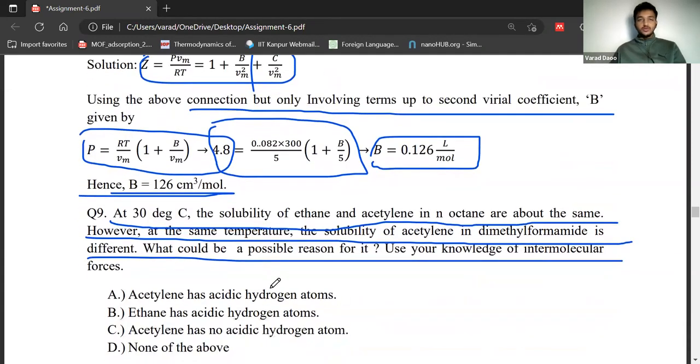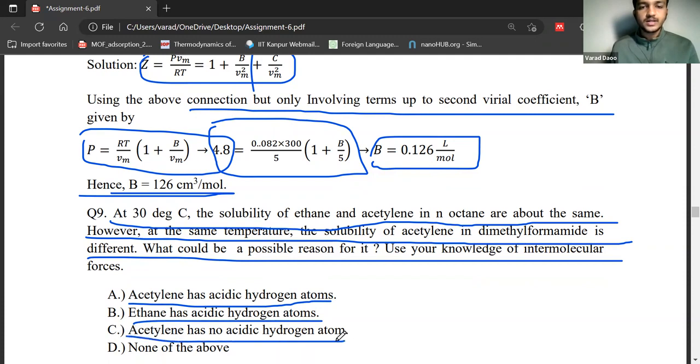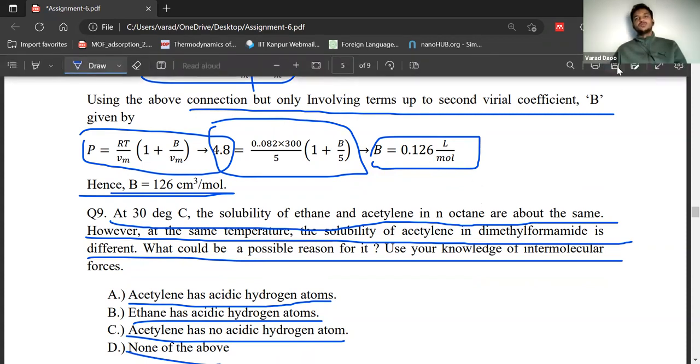So these are the options. Acetylene has acidic hydrogen, ethane has acidic hydrogen, acetylene has no acidic hydrogen, or none of the above. I'll give you a couple of minutes to solve the problem.